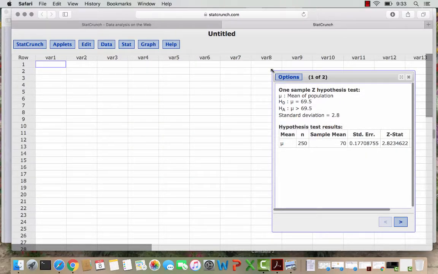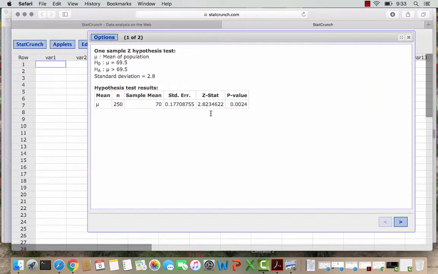So here is where I'm getting the z-stat. You could certainly work it by hand using the z-score formula, and you could find the p-value by hand using the p-value z-table on pages 129 to 130, but it's much faster to let software do this for us. And you can see our standard error here matches what we calculated, sigma divided by square root of n.